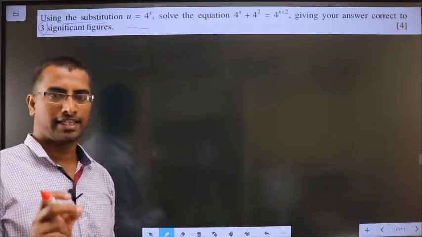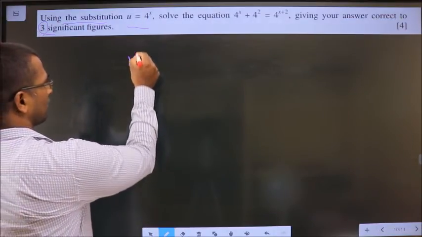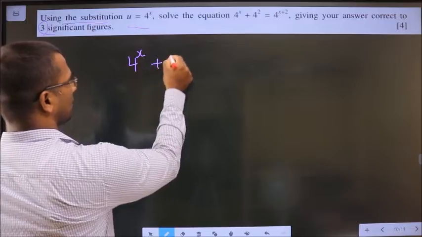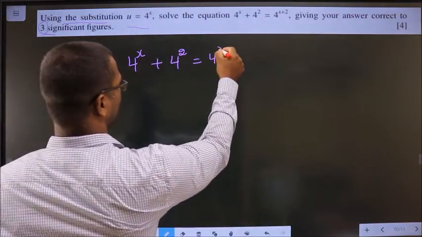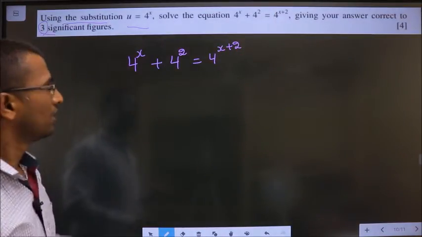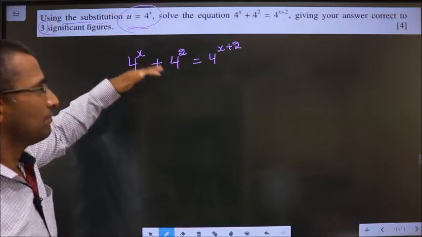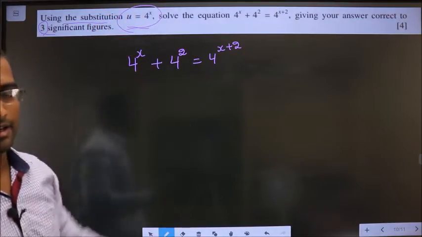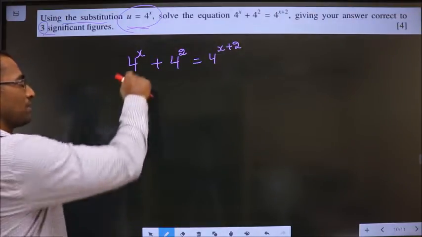Okay, let us write the given equation first. Given equation is 4 power x plus 4 power 2 is equal to 4 power x plus 2. Directly don't substitute. Let us simplify this first and then I will substitute. Okay. Now, how can I simplify this?